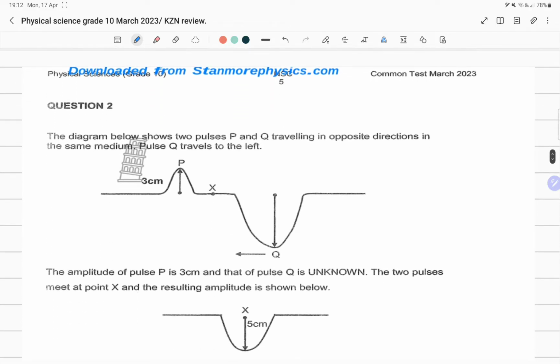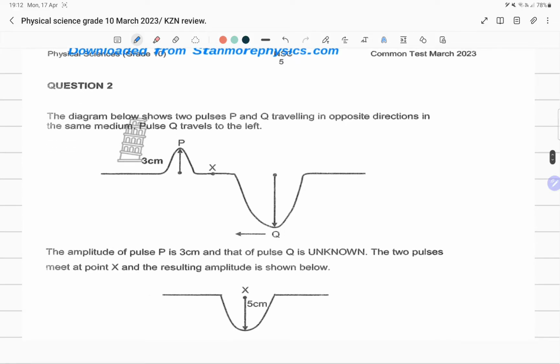Okay, let's just move on, guys. I don't want to take forever. So question 2 says the diagram below shows two pulses P and Q traveling in opposite directions in the same medium.